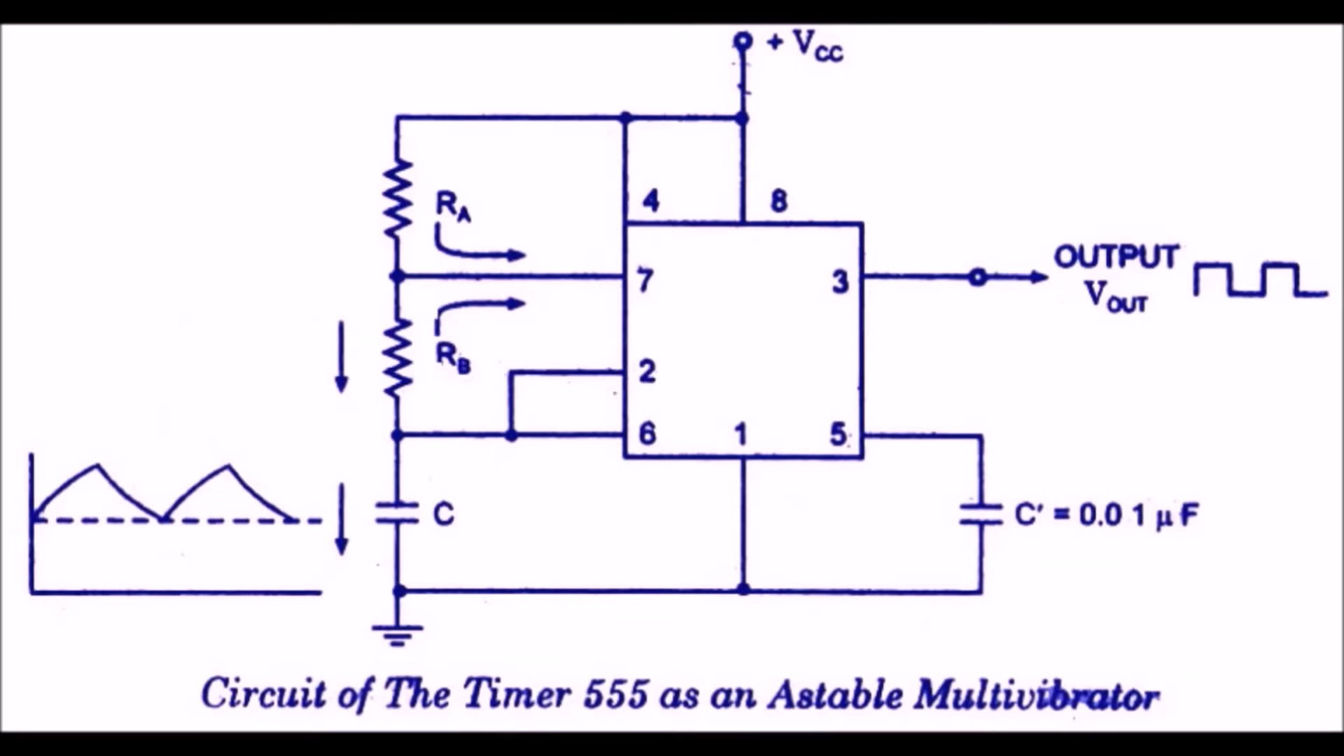The time intervals TL and TH can be found by the formulas TL equal to RB C ln 2 and TH equal to (RA plus RB) times C ln 2. The ln 2 factor comes from the expression ln of (VCC minus VTH by 2) divided by (VCC minus VTH), and plugging VTH as 2/3 of VCC, we get ln 2. The frequency is 1.44 by (RA plus 2RB) times C, and the duty cycle is (RA plus RB) by (RA plus 2RB).